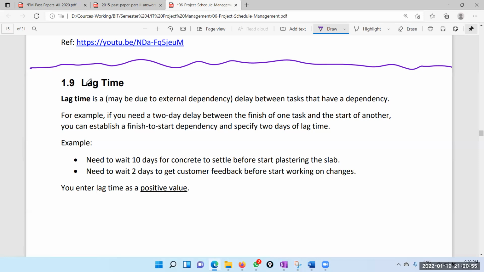Lag time. Okay. So we have to consider that lag time also when you are creating the earliest start date of the next task. If the earliest finish date of the previous task is 10 and the lag time is 5, the earliest start date of the next task is not 10, it is 15. Now you have to add that.